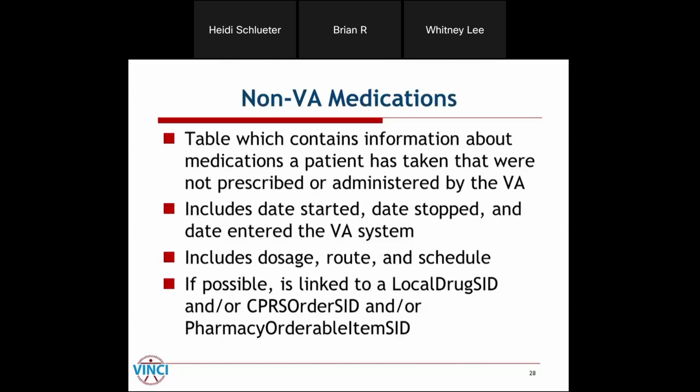The non-VA medications. So this is a table which contains information about medications a patient has taken that were not prescribed or administered by the VA. It includes the date the medication was started, the date it was stopped, and the date that it was entered into the VA system. It can include things like dosage, route, and schedule, and if possible, it's linked to a local drug SID or a CPRS order SID and or a pharmacy orderable item SID to identify the medication itself.